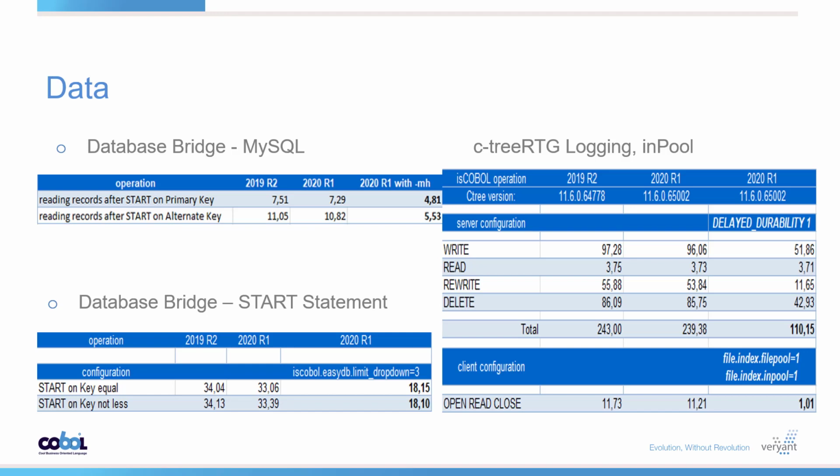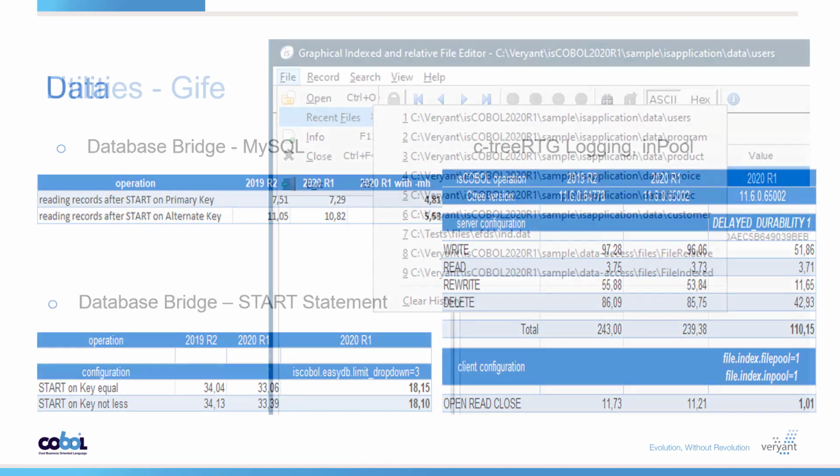C-Tree RTG has had some performance tuning in the past few versions, and this continues in 2020 R1. Now the performance hit that you get when adding logging to C-Tree is greatly reduced. Logging is necessary when using replication or just for safety, so files can be rebuilt automatically in case of some unpredicted situation like losing power. We've also added the in-pool feature to C-Tree to give you performance gains there.